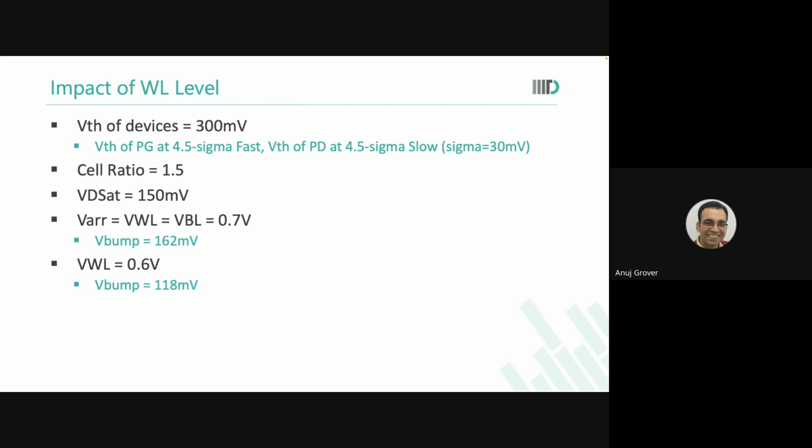So what did we do? We said, okay, at 0.7 volts itself, if I have to operate, and I lower the word line, you see the bump immediately improves. If I lower it further, the bump improves further. But what happens when this happens? If I apply a word line underdrive, this is called a word line underdrive write assist scheme.